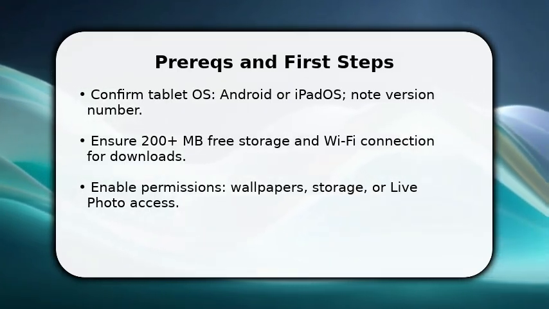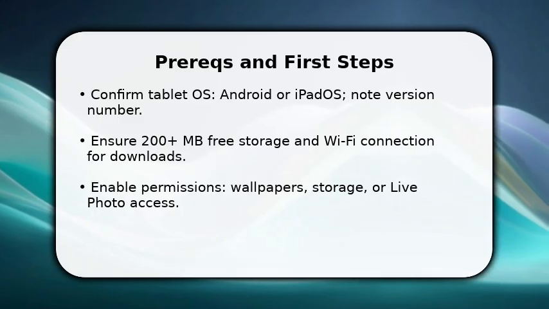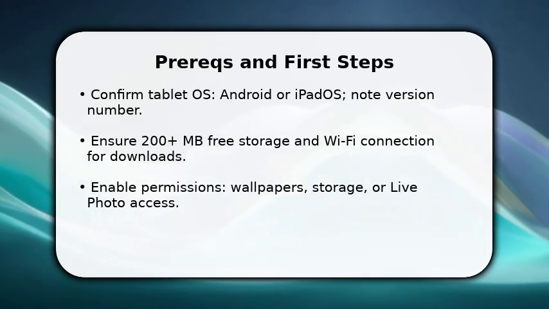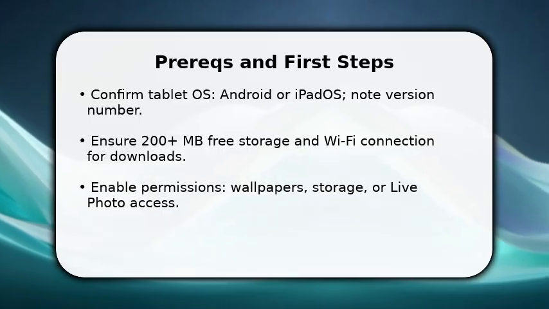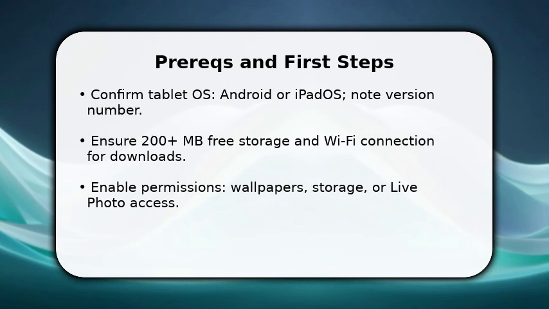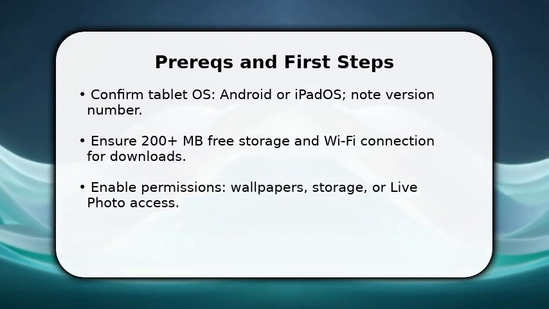Now enable necessary permissions, wallpapers, storage, or live photo access, because without them the app can't save or apply animations. After that, open your chosen wallpaper app or photos to begin selecting the live wallpaper.